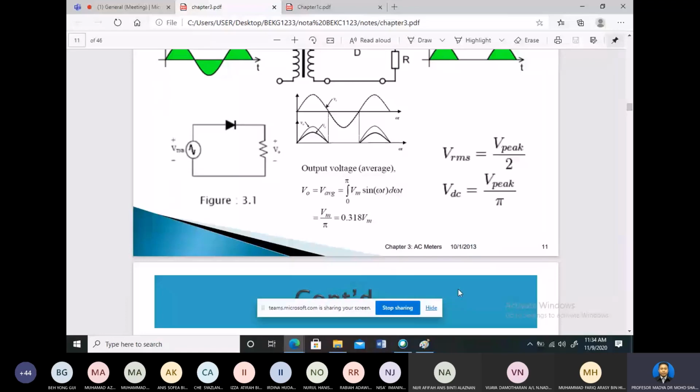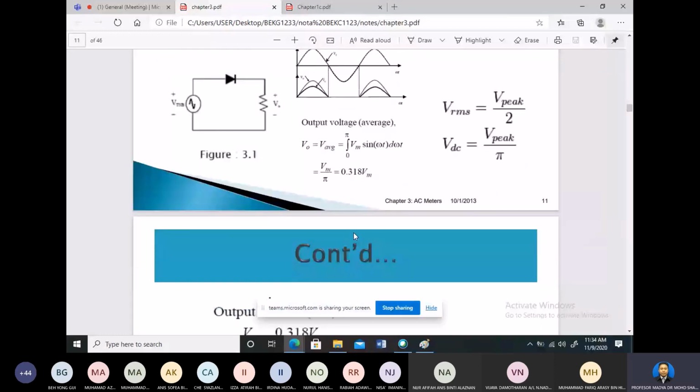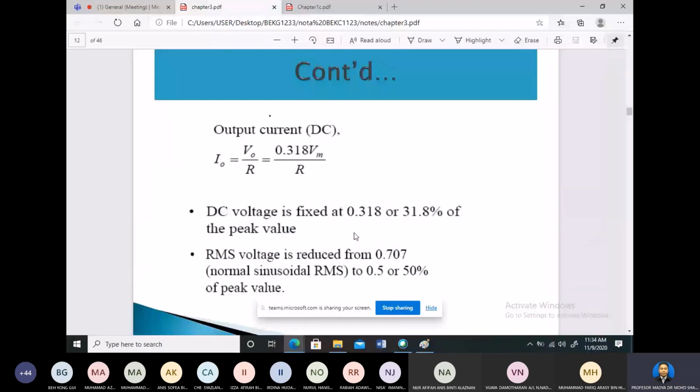Actually, it comes from this derivation. You can see the average voltage comes from integration from pi to 0, where pi is 180 degrees. VM here is our sine wave signal. Then we integrate and get this. The formula to calculate the output current is this standard formula.